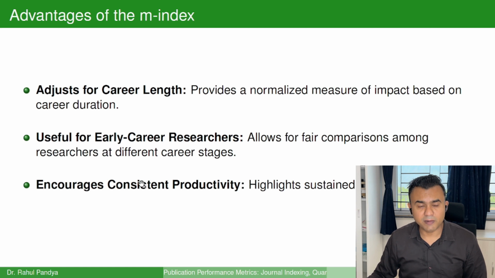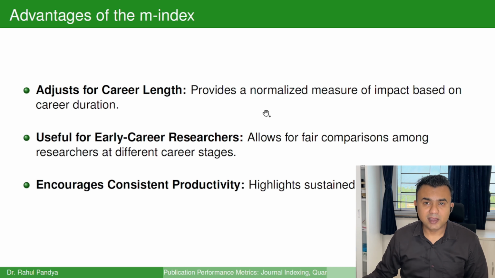There are a few advantages of the M index. It adjusts for the career length. It provides a normalized measure of impact based on the career duration, because it is dividing the H index count by the number of years. It is useful for early career researchers. It allows a fair comparison among researchers at different career stages, and it encourages consistent productivity. And it highlights sustained contribution over time.